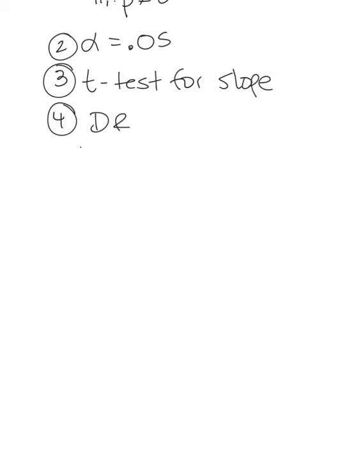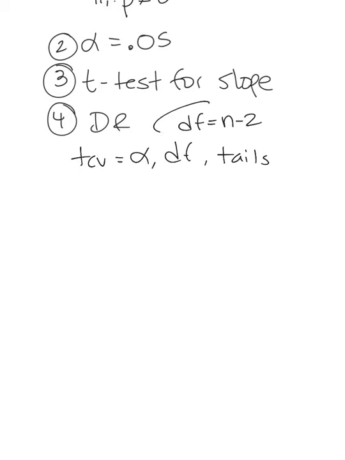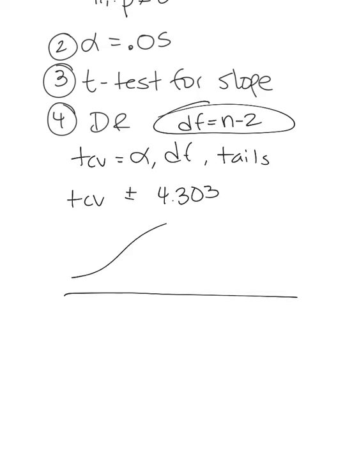Remember, it's our t-critical value. It's based on alpha, the degrees of freedom, and the number of tails. And just like in the correlation test, the degrees of freedom for regressions are n minus 2. So the t-critical value would be the same as the previous one, which is 4.303, or plus or minus technically 4.303. So here's our rejection regions: negative 4.303 through positive 4.303.